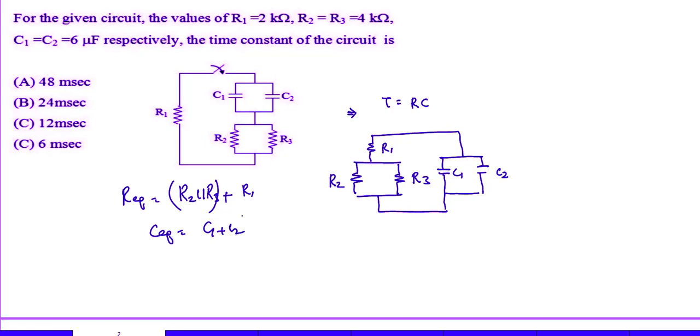C equivalent, they are in parallel, so when in parallel, C1 plus C2. So R2 parallel to R3 equals 2 kilo ohms, plus R1 which is 2 kilo ohms, that equals 4 kilo ohms. C equivalent is C1 plus C2, that equals 12 microfarads. So 12 into 4 into 10 power minus 6 into 10 power 3 gives 48 milliseconds. So the time constant is 48 milliseconds.